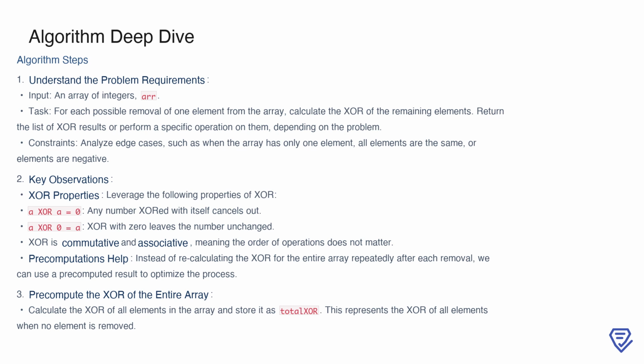Next, we make key observations about XOR properties. For instance, a number XOR'd with itself results in 0, and XOR with 0 leaves the number unchanged. Additionally, XOR is both commutative and associative, meaning we can rearrange the operations without changing the result. Lastly, we introduce the idea of pre-computing the XOR of the entire array, which we'll call total XOR. This pre-computed value serves as the baseline XOR when no element is removed, significantly optimizing the solution.